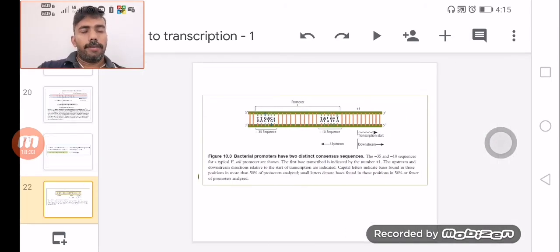So when you look in detail at the promoter of the bacterial system, you can see two important regions. One is at the -10 position, the other at the -35 position. Most of the promoter sequences are located in the upstream site, right? So one is at -10, the other is at -35.